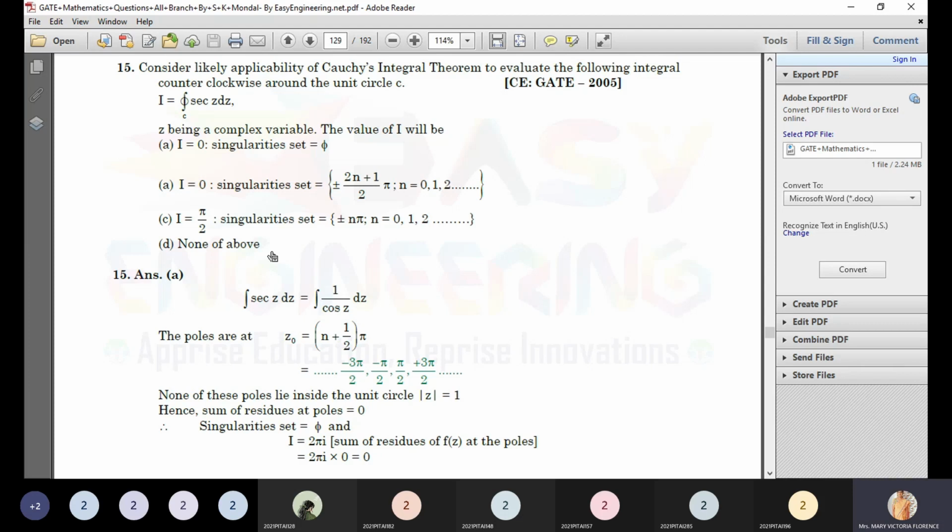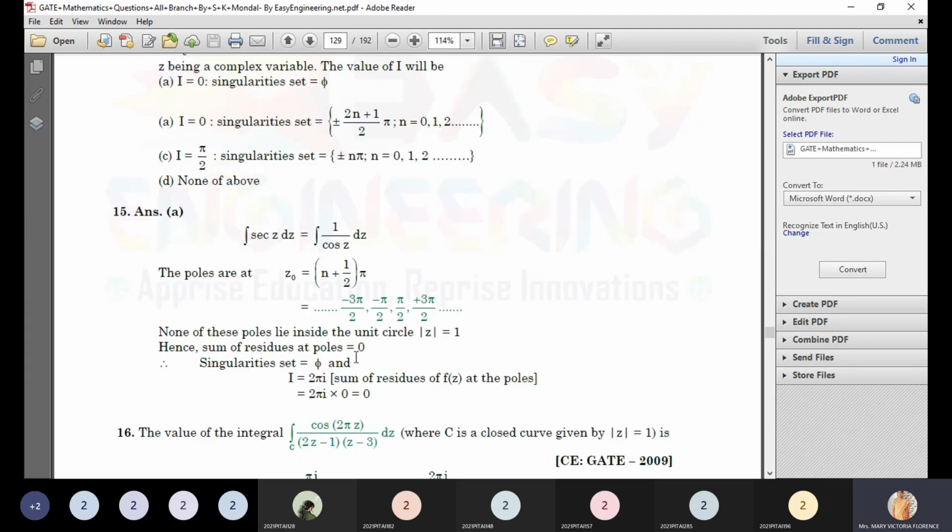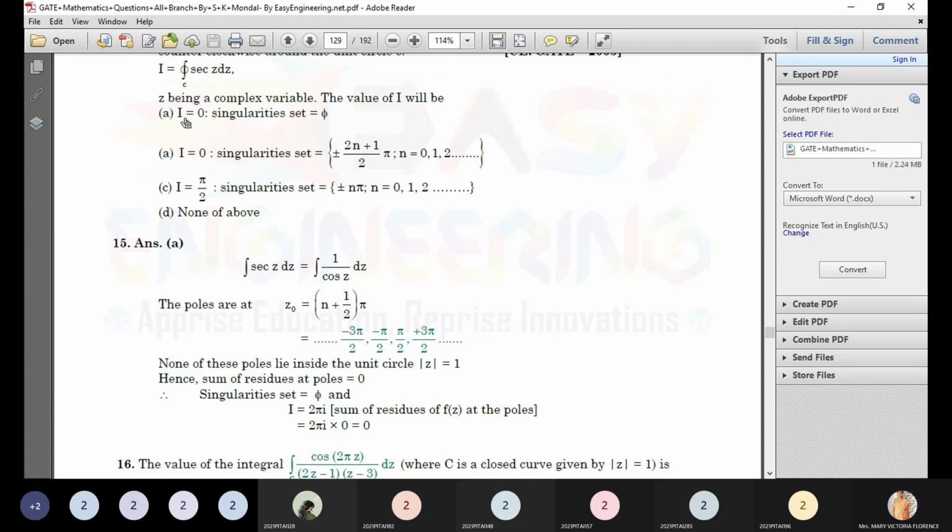The integral can be written as 2 pi i times the sum of residues of f(z) at the poles. Here the sum of the residues is 0. Therefore 2 pi i into 0 is 0. So the value is 0 and the option is A: I equal to 0, singularity set is the empty set.